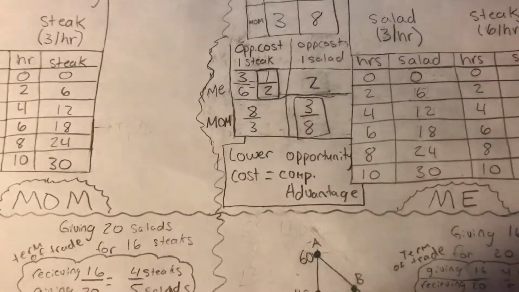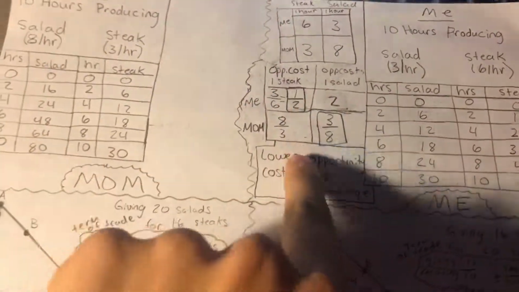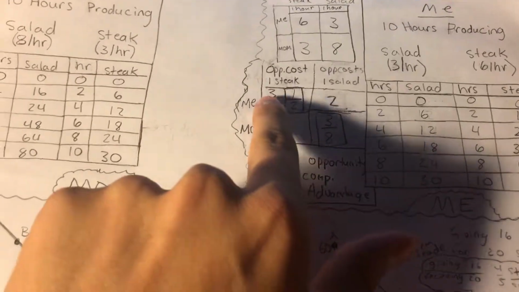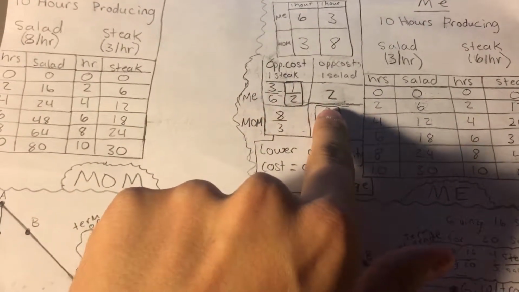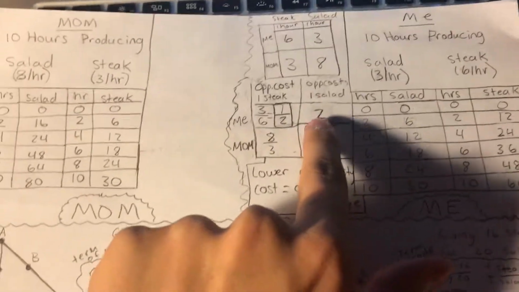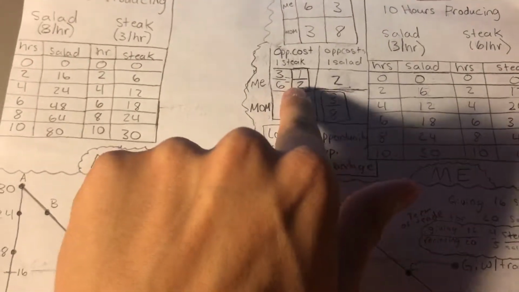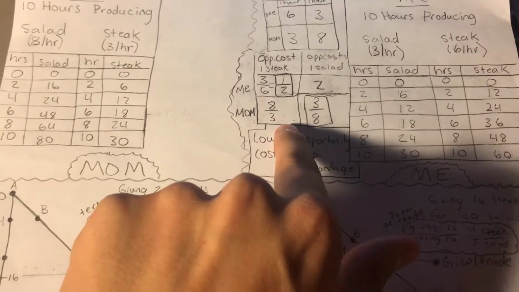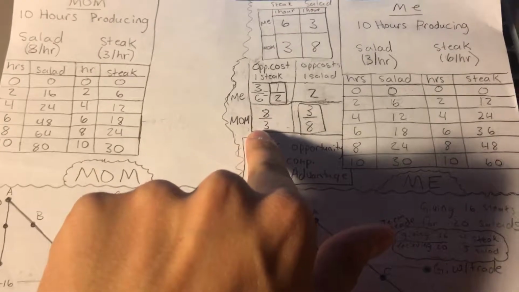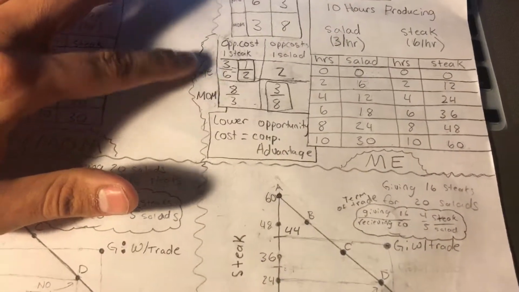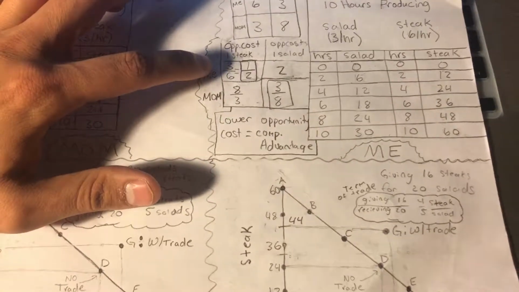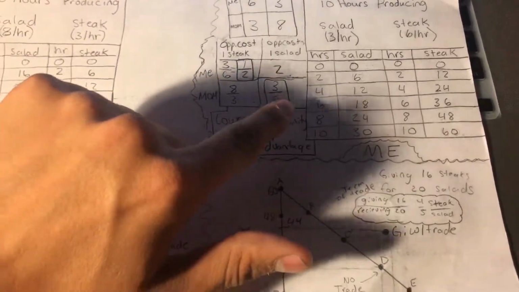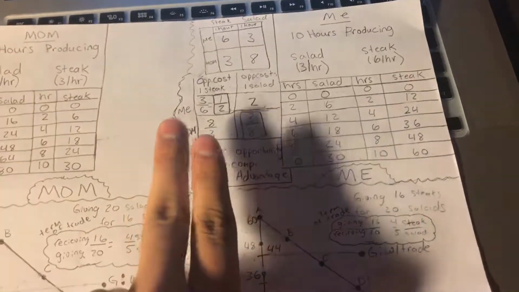So when we look at here at the opportunity cost, I have the greater opportunity cost in producing steaks versus salads, because the cost for producing salads is greater than my cost for producing steaks. And my mother, she has comparative advantage in salads versus steaks. And therefore, when we compare the two, I have comparative advantage in steaks and my mother has comparative advantage in salads. Now, this correlates with my absolute advantage, but it's not always like that.